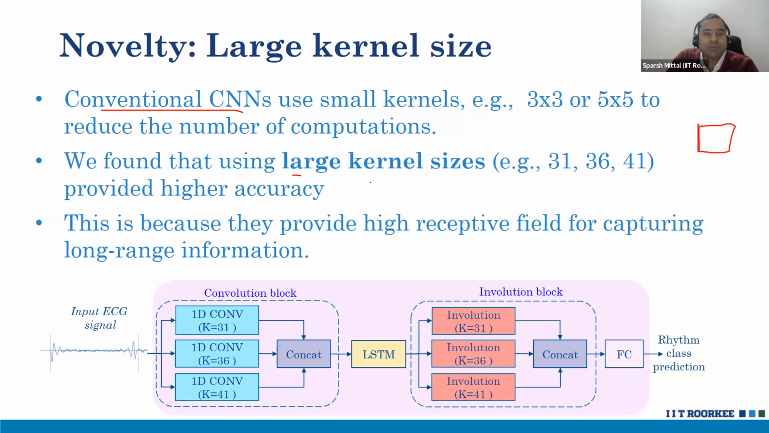But we have found that if you use large kernel sizes, such as 31, which means 31 cross 31, here we have used large kernel sizes 31, 36, 41, not small kernel sizes like 3 or 5. This has provided us better accuracy because it is able to capture a high receptive field so that we can capture long range information. For example, with 3x3, I can only look at 3 subsequent pixels. With 5x5, I can only look at 5 subsequent pixels or data samples. But with 31, this is 1D, so I can look at a very large time window and find out in what way our signal changes over 31 time steps or over 41 time steps. As you can see, this will definitely give us better information.